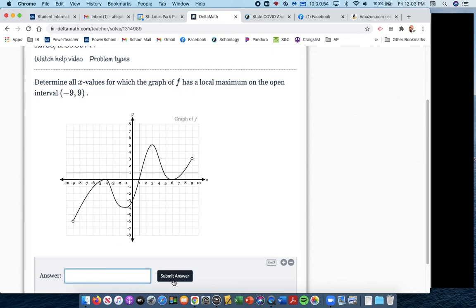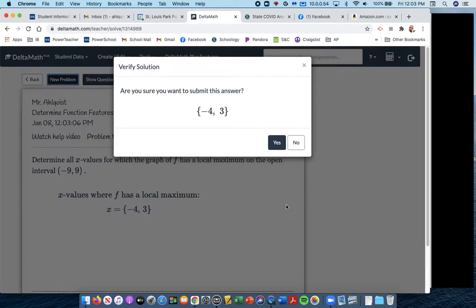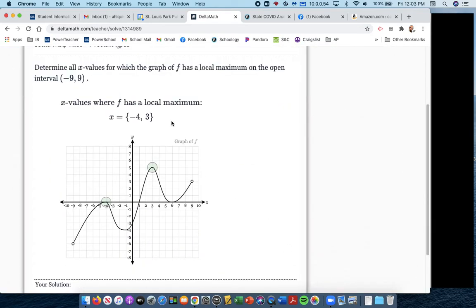So in this case, -4 and 3. -4 and 3 generate local maximums. Okay.